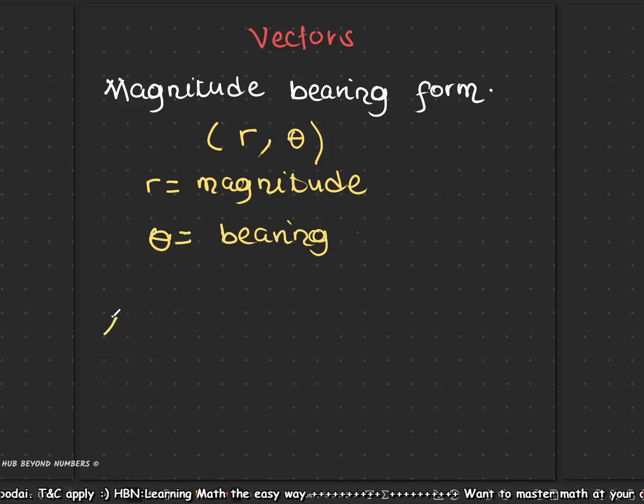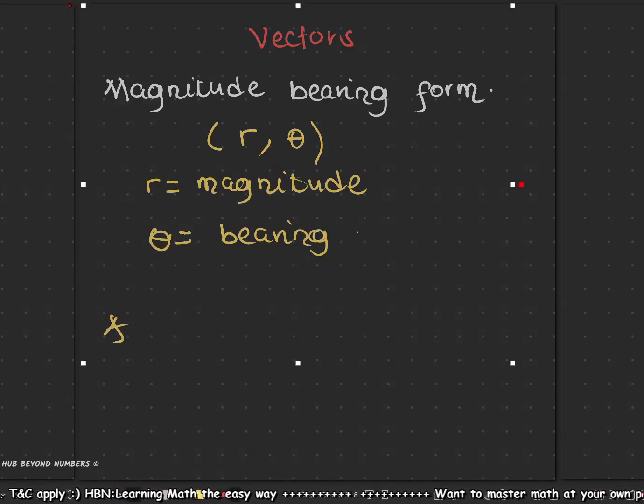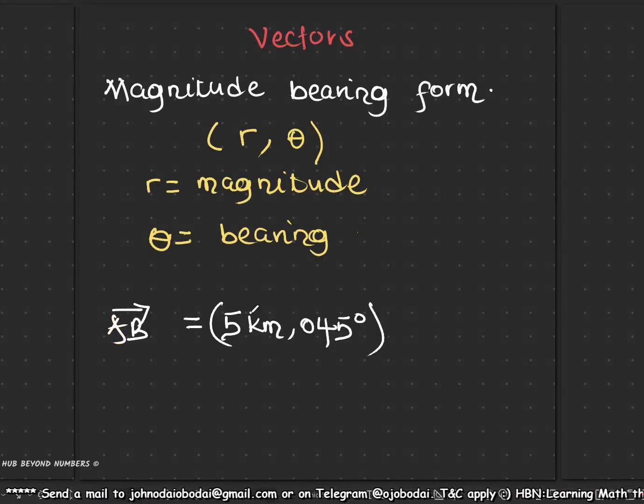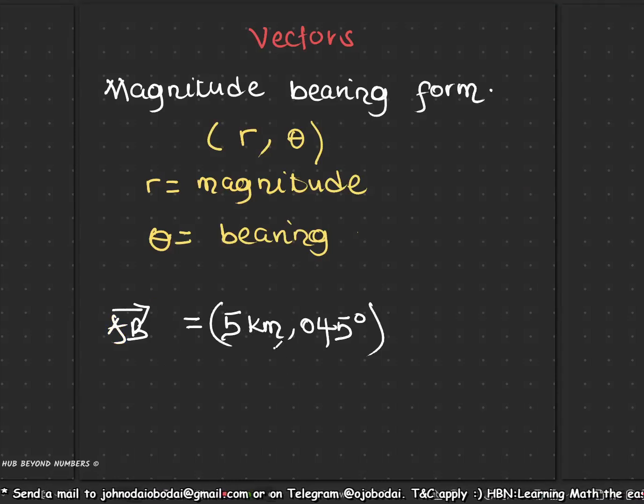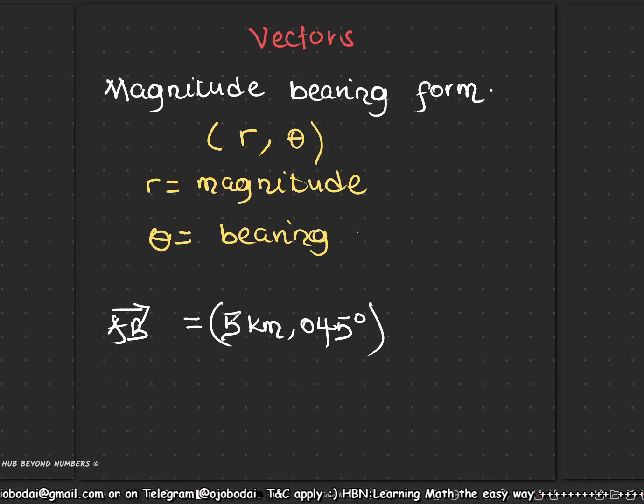Let's say we have vector AB. AB equals 5 kilometers as your magnitude and your bearing being 045 degrees. This should tell you that you are moving from A towards B, which is 5 kilometers away from A. And in terms of bearing, it is 045 degrees away from A. So this is how we interpret the magnitude bearing form.